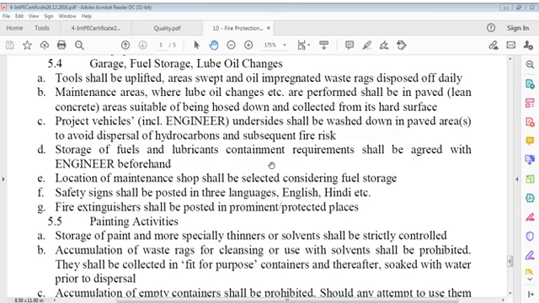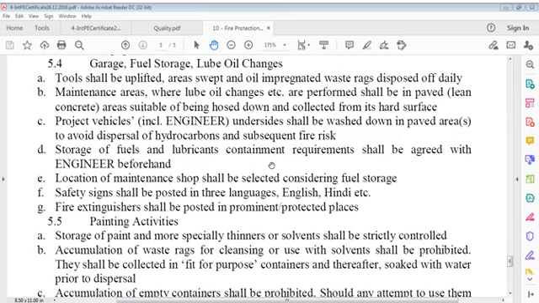Safety signs shall be posted in three languages: English, Hindi, etc., whatever else is suitable wherever you are. Fire extinguishers shall be fixed in prominent protected places.